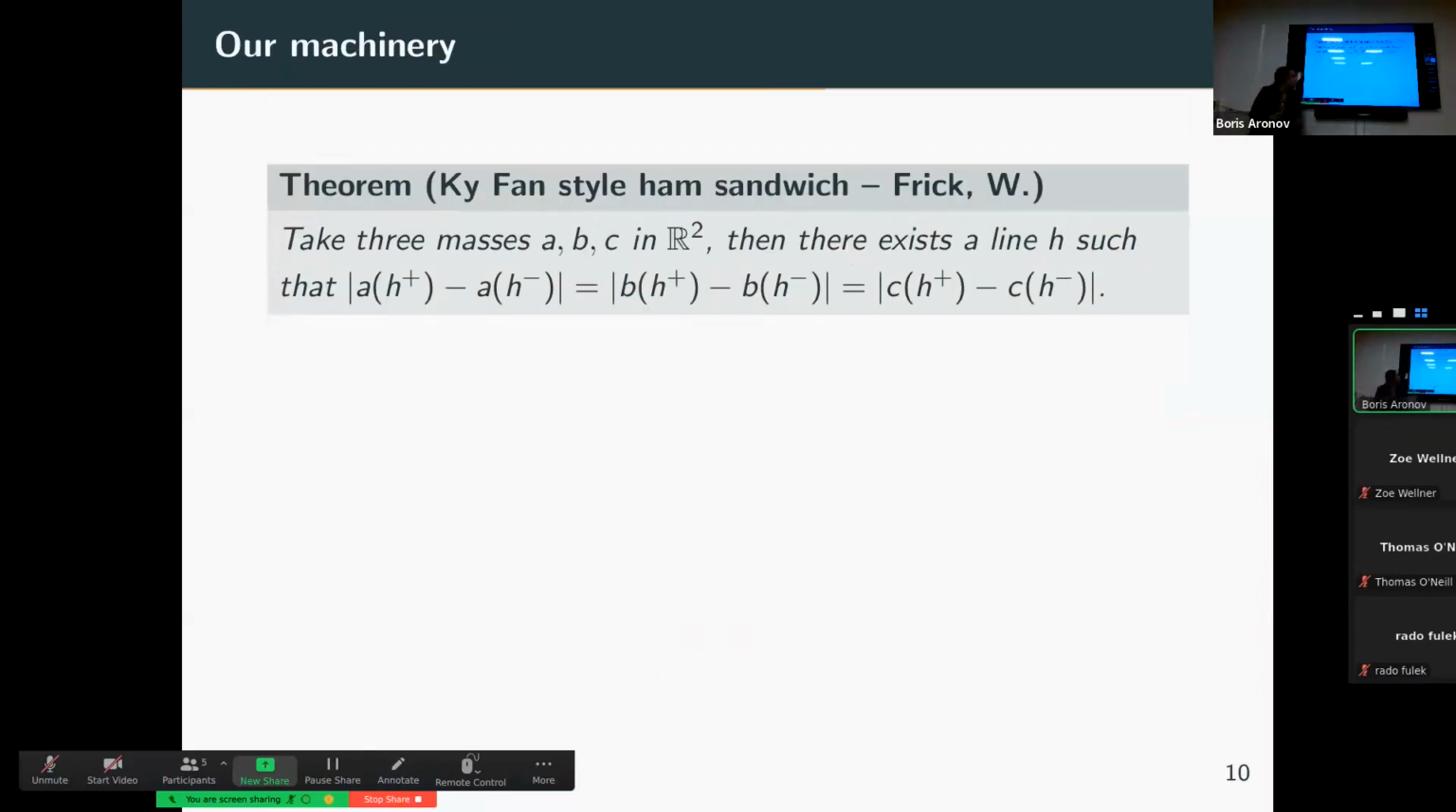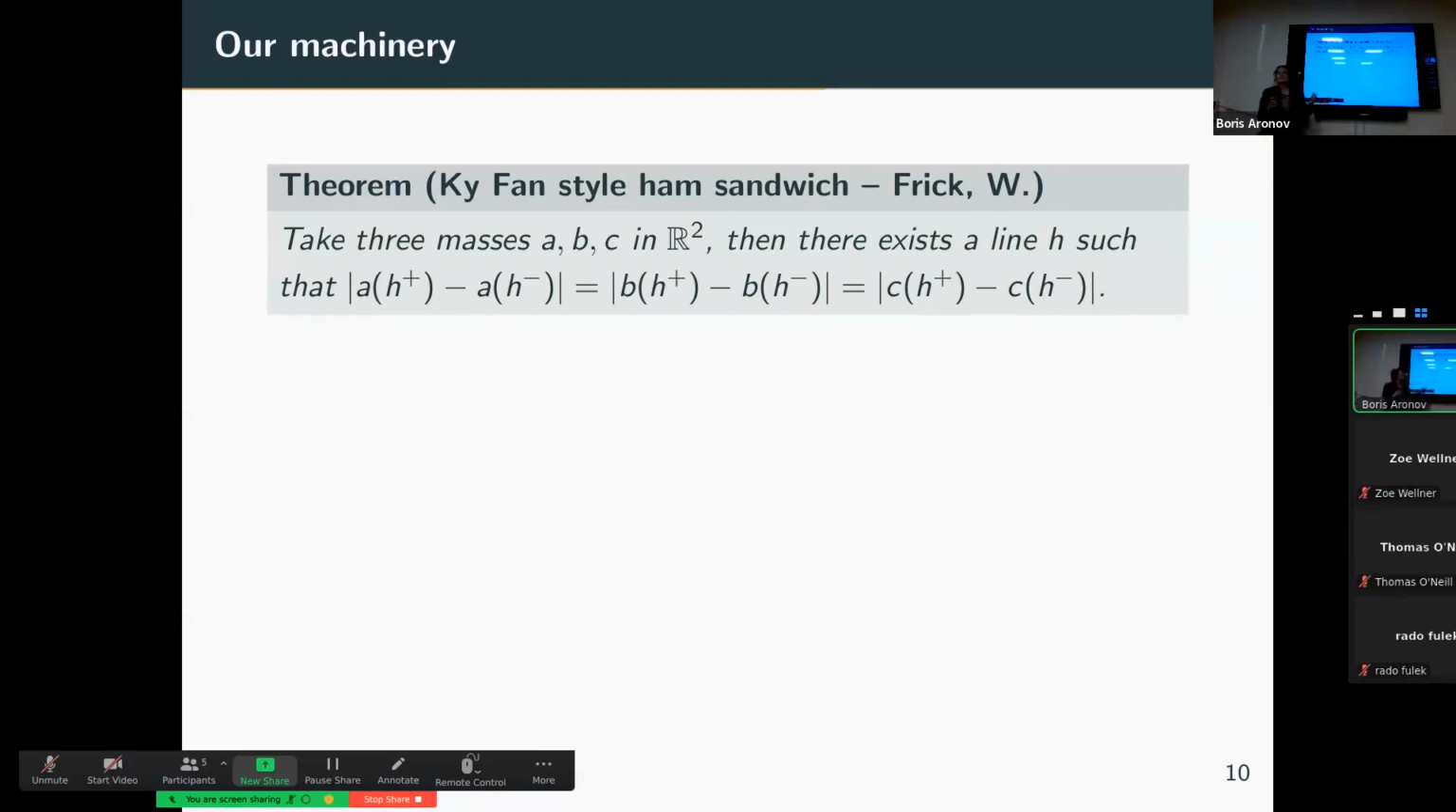So the Kaifan style ham sandwich theorem that you would say is that now you have 3 masses in R2, or D plus 1 masses in RD, and you get a line H such that the mass of the A mass in the positive half space subtracted by the A mass in the negative half space, so the difference between the masses on either the plus or the minus side, is equal in A, B, and C.